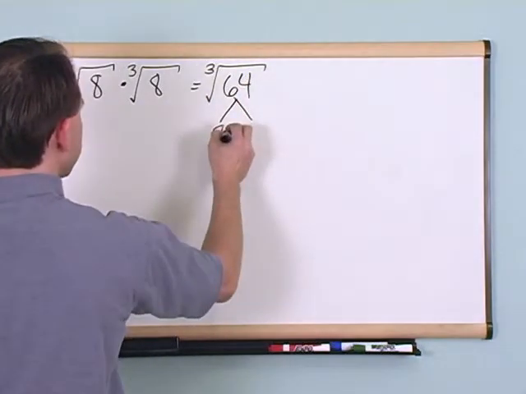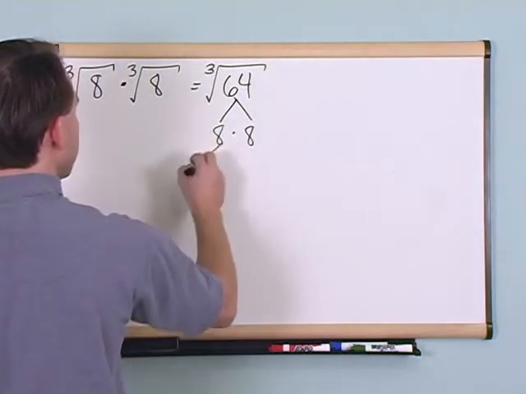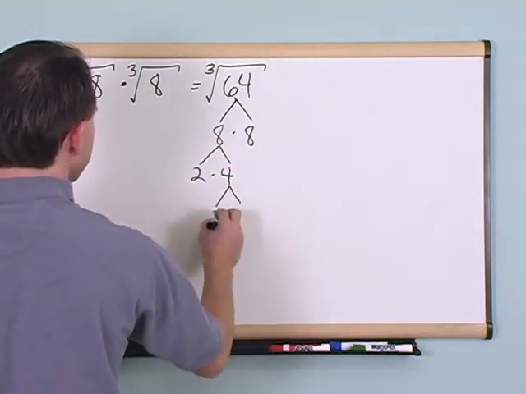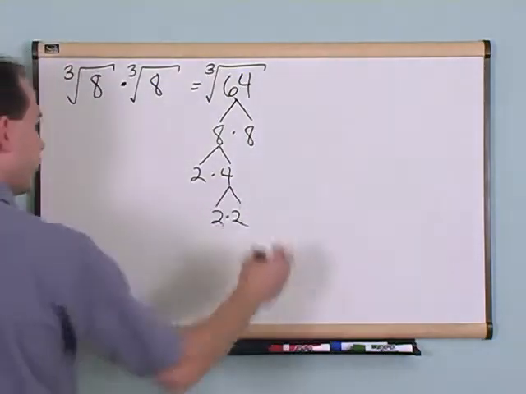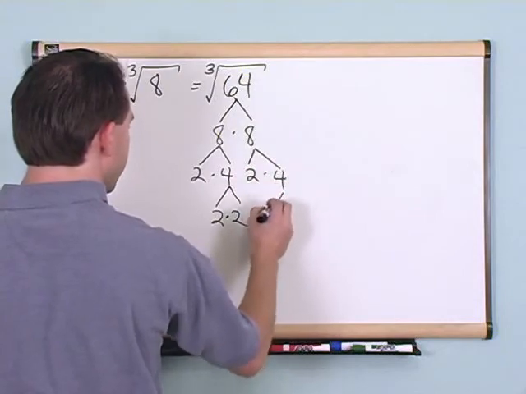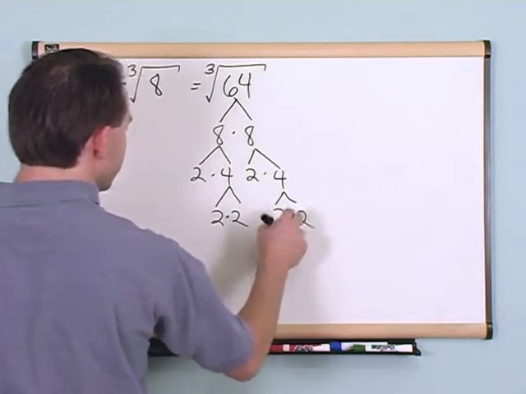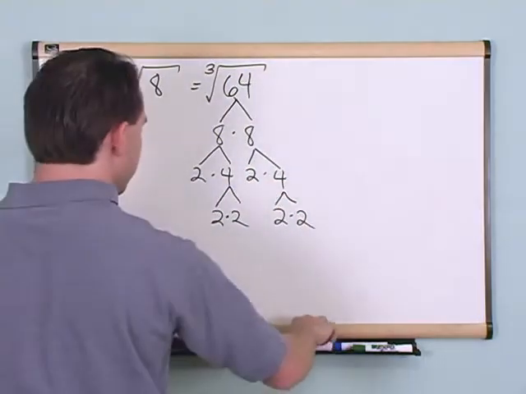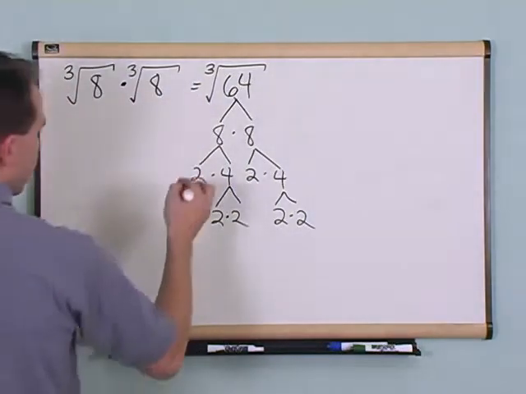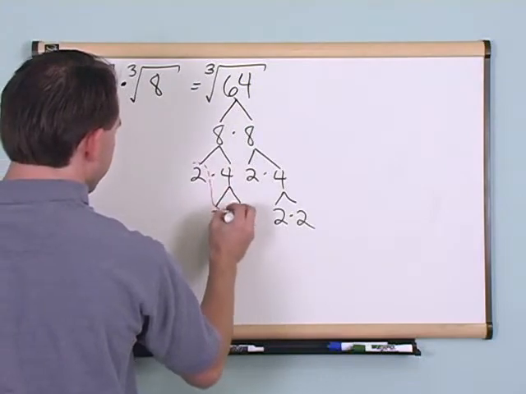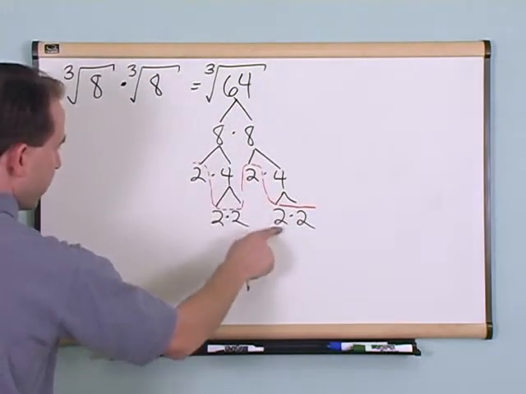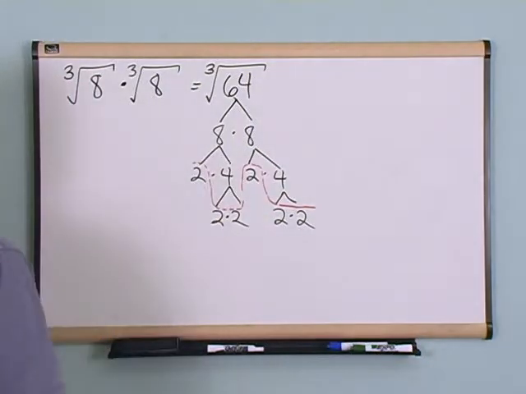64 is 8 times 8. 8 is 2 times 4. And 4 is 2 times 2. I'm going to have the same thing over here. 2 times 4 gives me 8. And under the 4, 2 times 2 gives me the 4. These are cubed roots. Okay, cubed roots. So I'm going to be looking for pairs underneath the dotted line. This is included, everything here is included because that's the bottom of the tree.